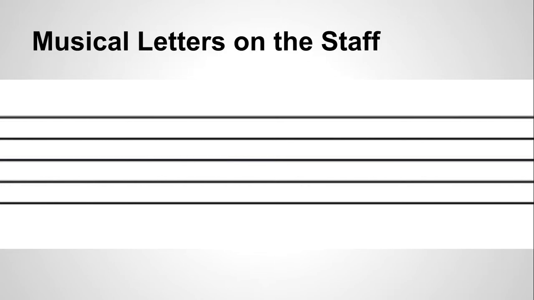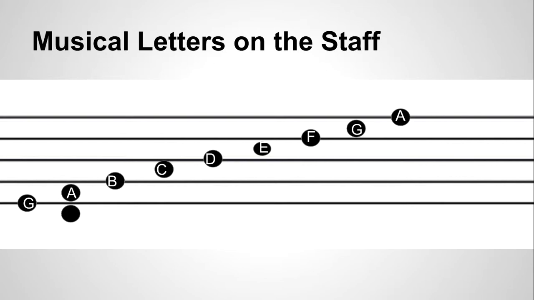One more example here. What if the bottom line was G? Can you go fast with me? Next space A, line B, space C, line D, space E, line F, space G, line A. And then back to the G in the beginning, let's go before it. If G is that line, the space before it is F. The line before it is E.